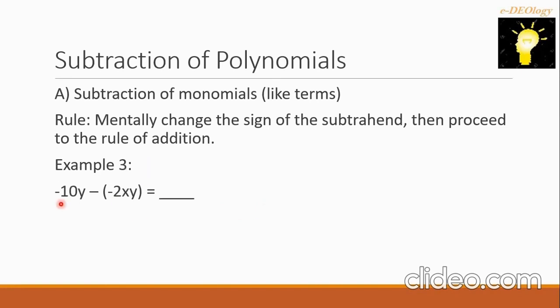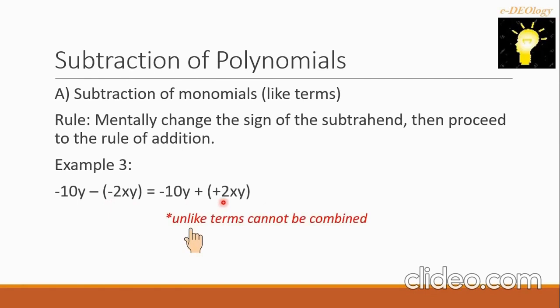Example 3, negative 10y minus a negative 2xy. So again, the second term is our subtrahend, so we're going to change the sign. From negative, it becomes positive, and then the operation becomes addition. However, we can observe here that the first term and the second term are not like terms. Here, the literal coefficient is y, and on the second term, the literal coefficient is xy.